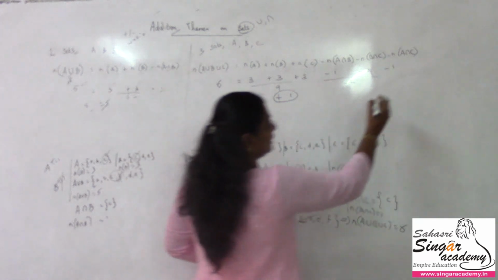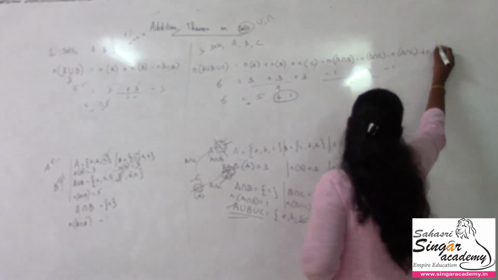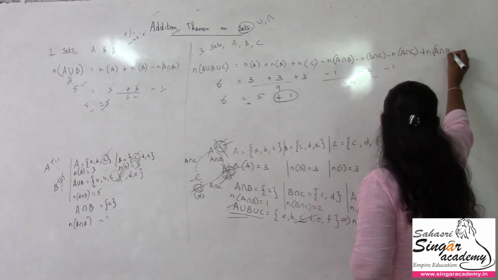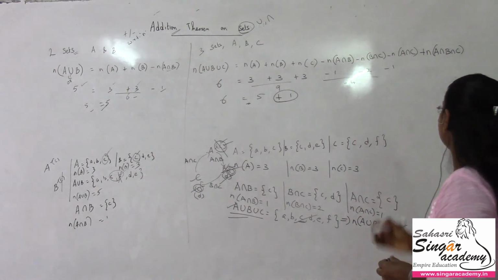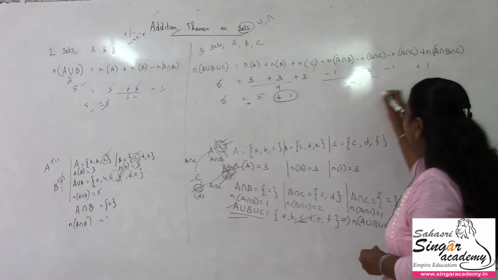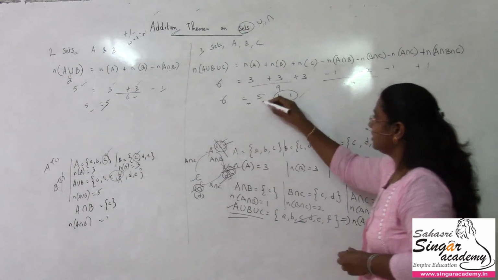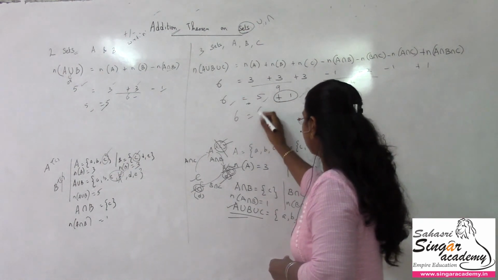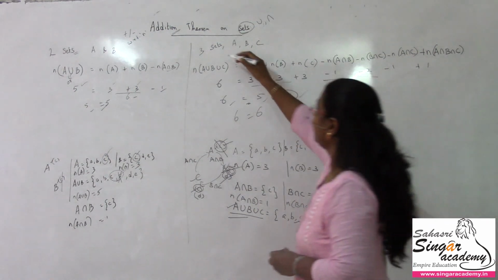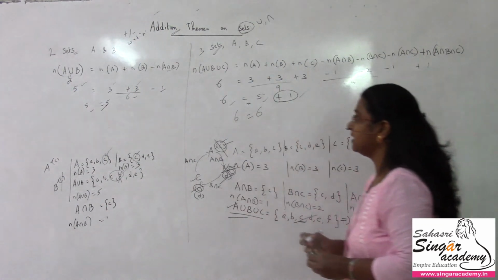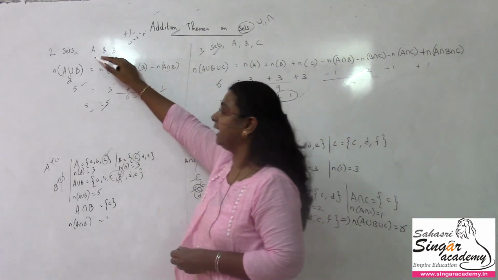This add back is nothing but plus N of A intersection B intersection C, so plus 1. Now it will get tallied. So I have plus 1, which gives 6, so 6 is equal to 6. This is the addition theorem with respect to 3 sets, A, B and C. This is with respect to 2 sets, A and B.